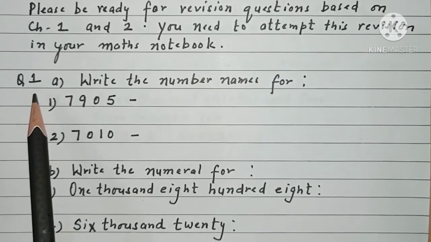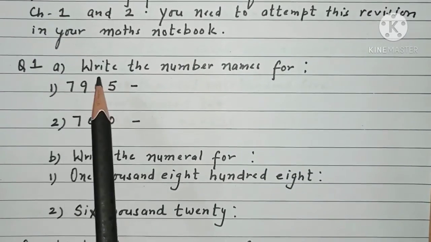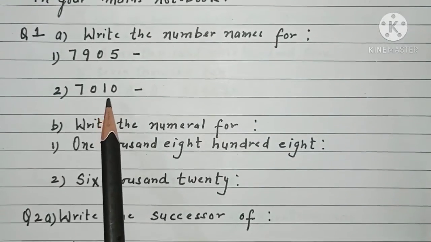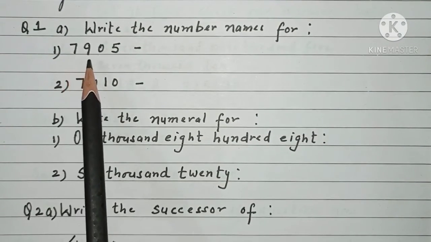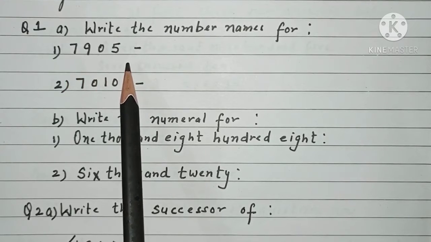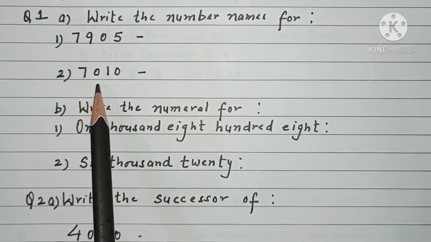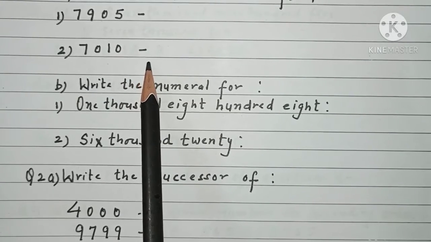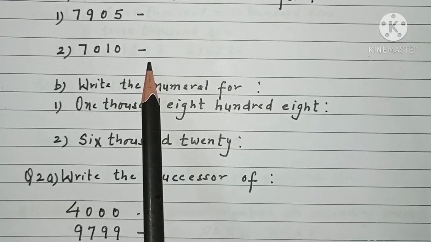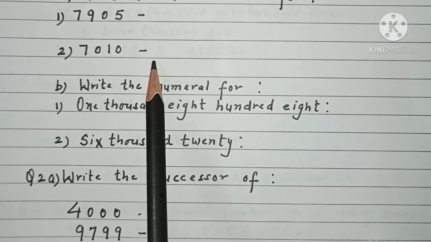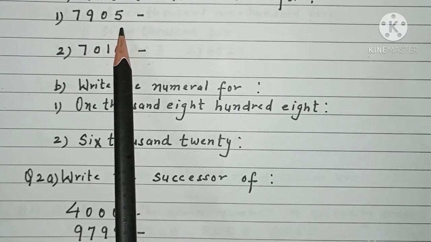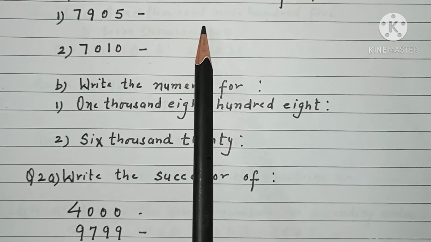So students, question number 1 is you have to write the number names for the given numerals. The first numeral is 7905 and the second one is 7010. For writing the number name, students, please take proper care while understanding the place value of the given digits. You need to check the place value and then you have to write the number name.